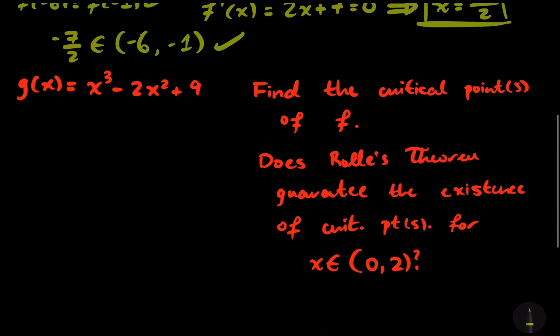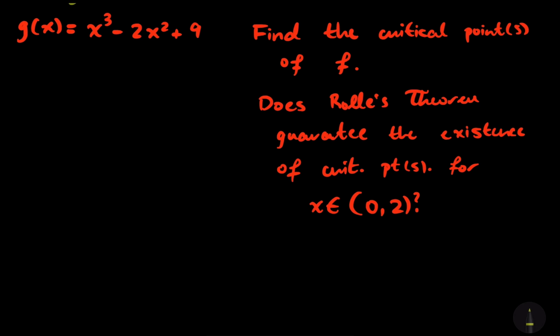Over here we have another function, g of x, which is equal to x cubed minus 2x squared plus 9. And we're asked just to find the critical points of g. And so here we don't really care about a particular interval, we kind of just care about the critical points in general. And so let's go ahead and actually do that. So let's first of all find g prime of x, which is going to be 3x squared minus 4x.